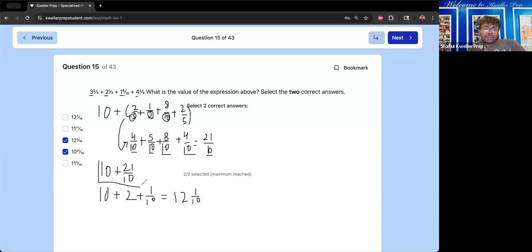And now we're left with 10 plus 21 over 10. You can write this as a mixed number, 10, 21 over 10. And this is fine as a mixed number. But this is just the answer, and then you can simplify this and you get 12, 1 over 10. Just by doing this. Okay? So if it's a fraction, you always have to make sure that they have the same common denominator. Okay, let's go to the next one.